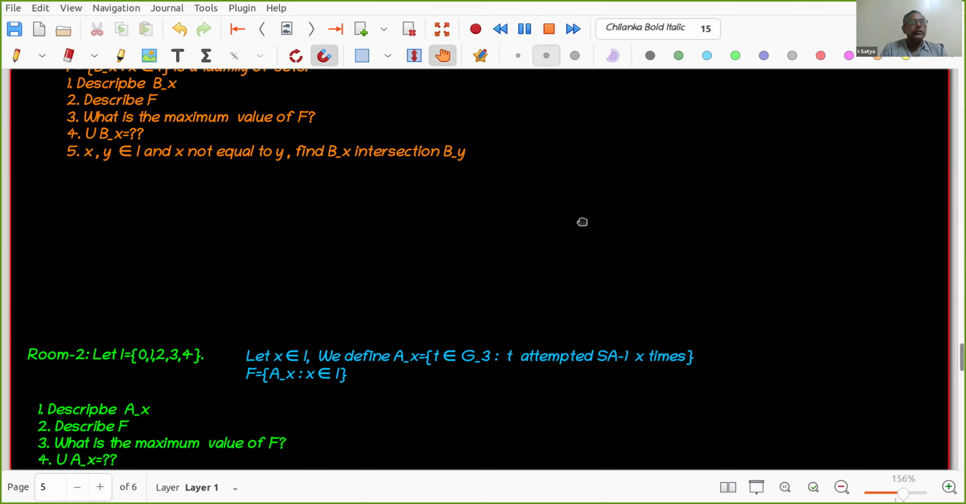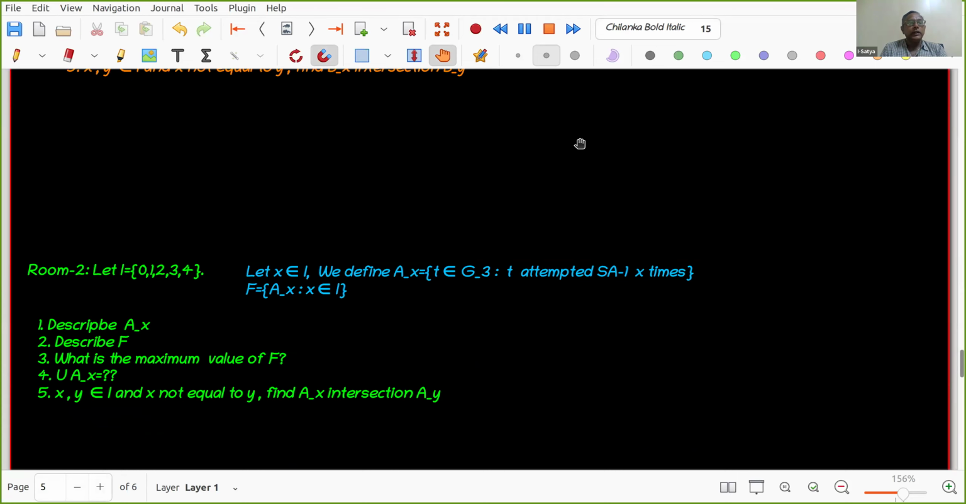Now room 2 people, the second question is that I take 0, 1, 2, 3, 4. I define a set Ax such that T belongs to G3, T attempted the SA1 x times. You hope you understand why I took up to 4 only. What is A3? Somebody from room number 2 can tell what is A3? Jasmine. A3 is the set of students who attempted SA1 3 times. Wonderful, good, nice.